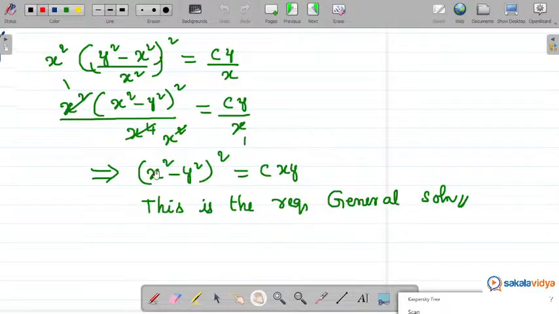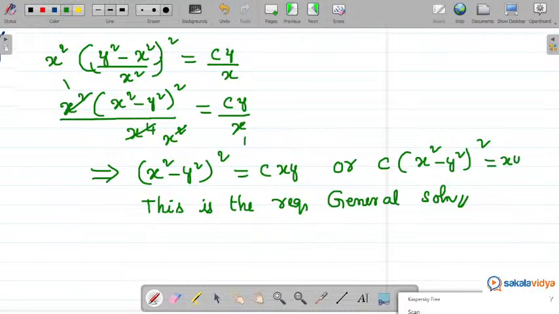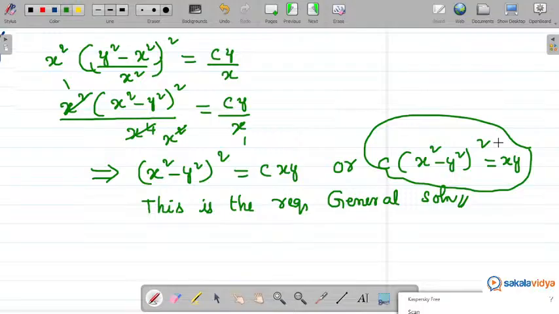It may be written even like c into x square minus y square whole square equals xy, you can write it, no problem. The same solution we can write. If you bring c this side, 1 by c is also a mere constant. C times x square minus y square whole square is equal to xy. In some textbooks the answer may be like this also, no problem. Anyway you can write it.